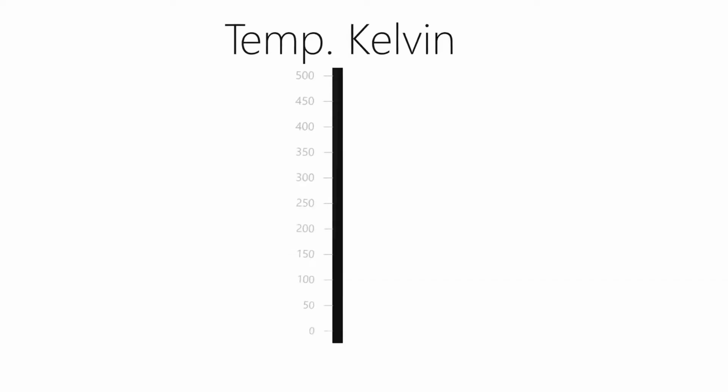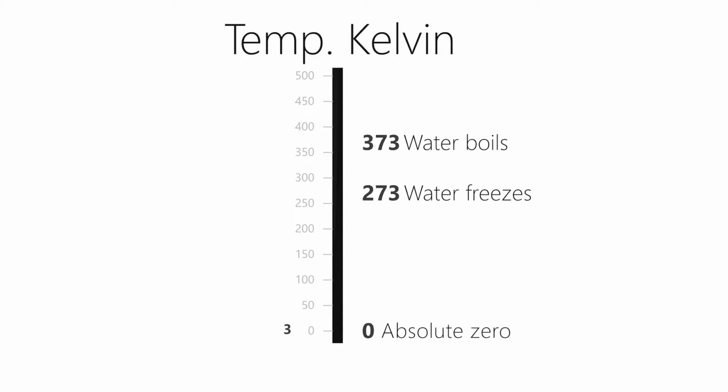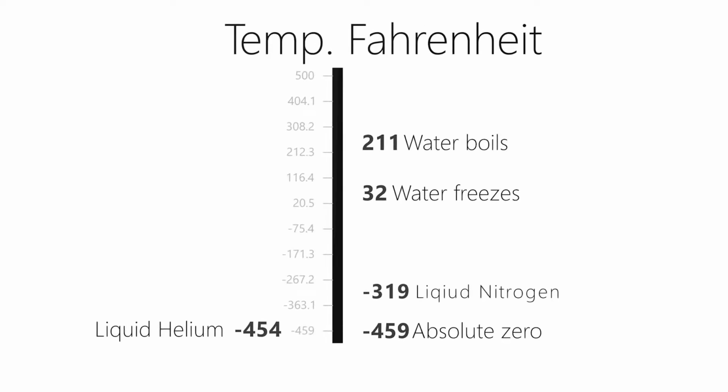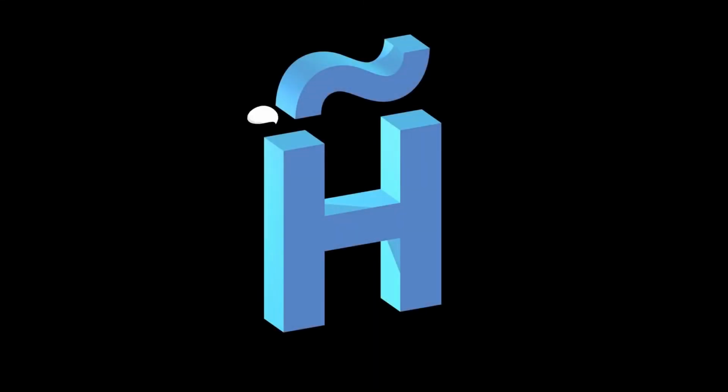Let's switch the units to Kelvin. Of course, we just set absolute zero at the 0 point on this scale, so you can see the temperatures. Now for my American friends, here's the same scale but with Fahrenheit instead, just so you can get a feeling of the temperatures. Now we can reach temperatures down to 3 Kelvin.